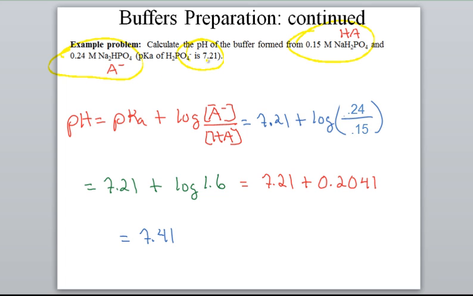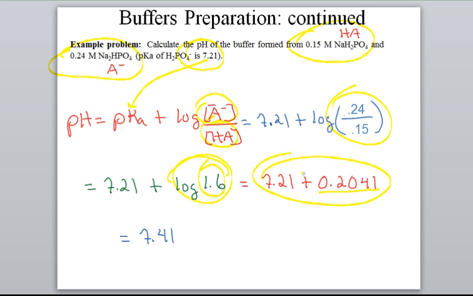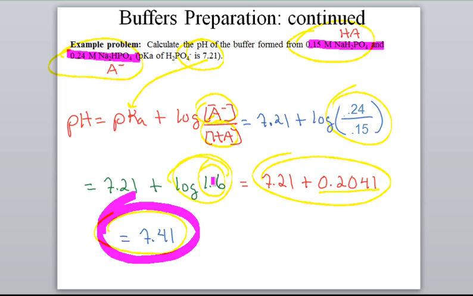So, pKa, the 7.21, that's a constant. Plugging in those numbers, we get that ratio. Log 1.6, and you get 0.2041. Add that to 7.21, and you get your pH, 7.4. As we mentioned earlier, these are our buffering components that are part of your cellular fluids and your blood. And that's about where your pH is on average throughout the day.